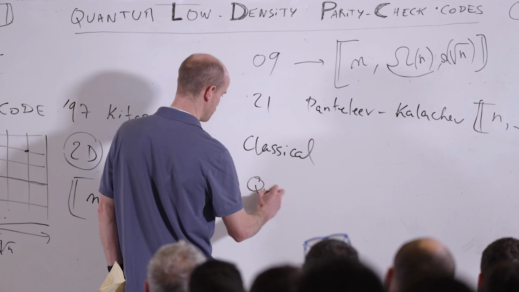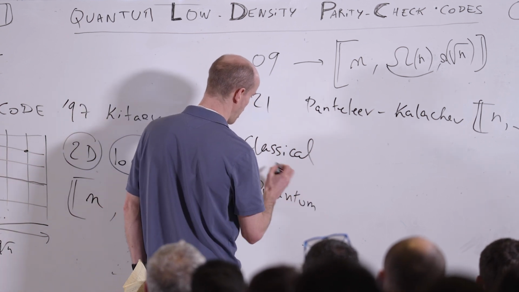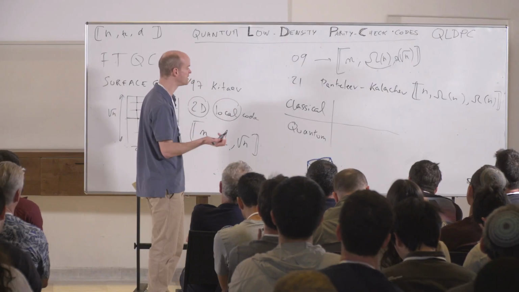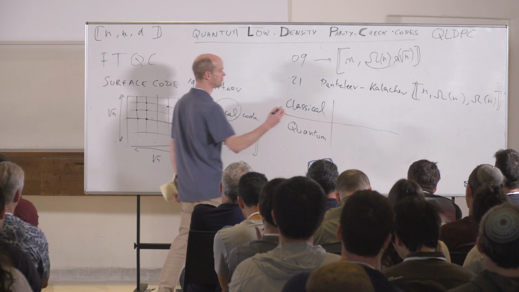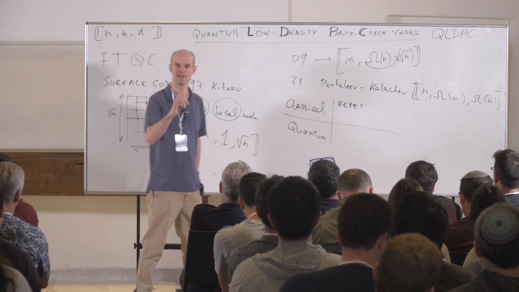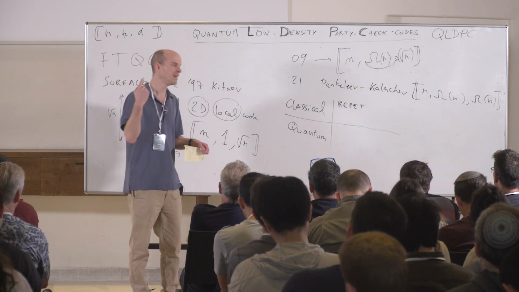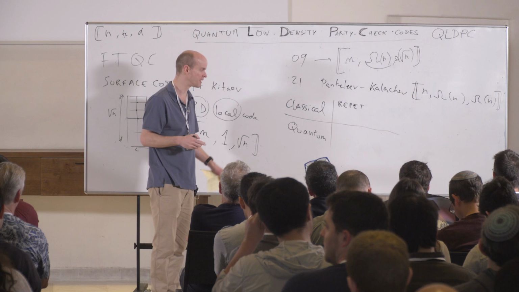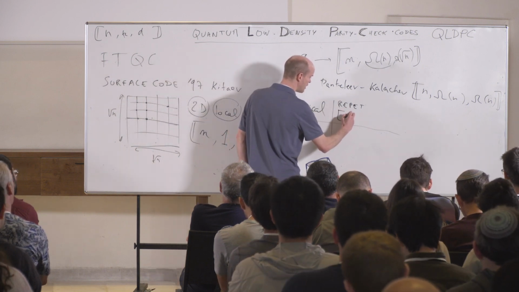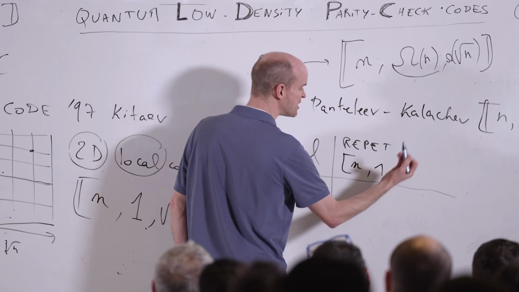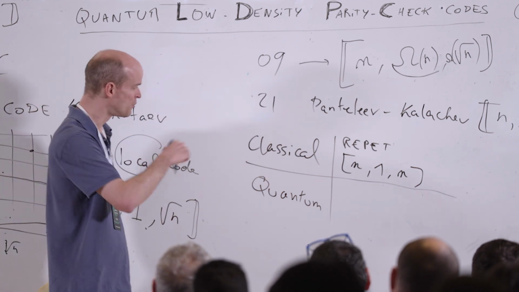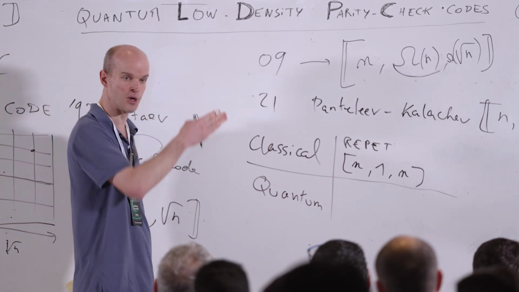So as I said, today I want to talk mostly about the classical part. In the classical world, the simplest code that you can think of is a repetition code. You encode 1 bit into n bits, and you just repeat the bit n times. That's the repetition code. It's a very trivial code. You encode 1 bit into n bits, and the distance is n. So the distance is really good, because you have only one non-trivial code word, which is the all one code word.